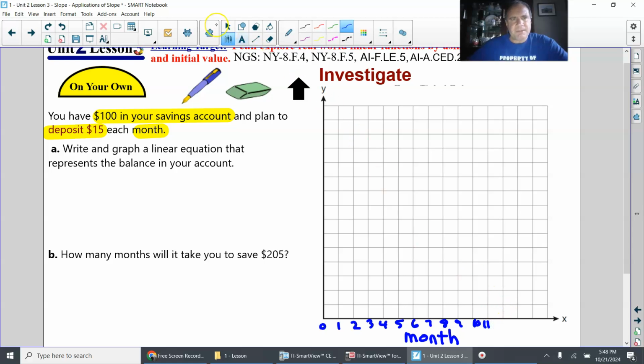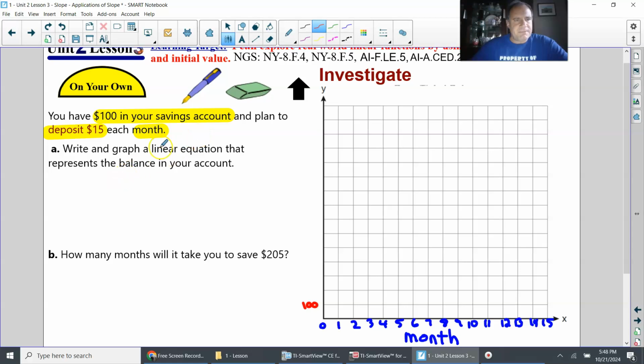Just like that. That 10 has to be moved over just a little bit. Let me erase it because it just doesn't look right. Remember, you're numbering the lines themselves. Right underneath the line, that's where your number should be. And it goes all the way to 15. So if this person starts with $100 in the savings account, that's what you start with on the y-axis. So what the person starts with is 100.